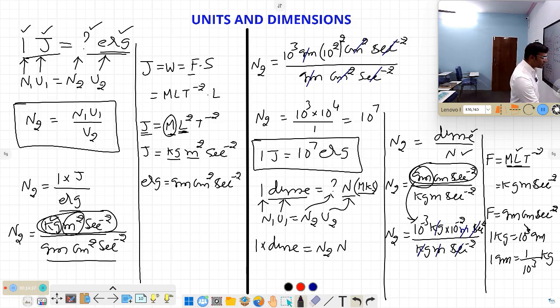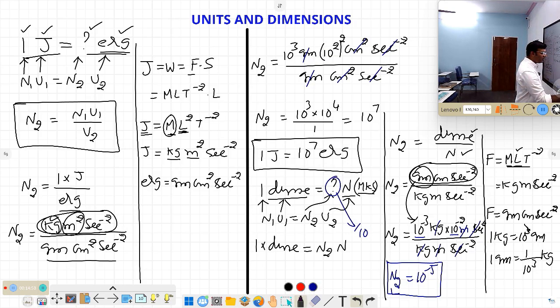After cancellation, how much value are you going to get for N2? N2 is equal to 10 power minus 3, 10 power minus 2, that is 10 power minus 5 here. So the answer for this question, in the place of the question mark, I can write 10 power minus 5 newtons. So 1 dyne is equal to how much? 1 dyne is equal to 10 power minus 5 newtons is the answer.